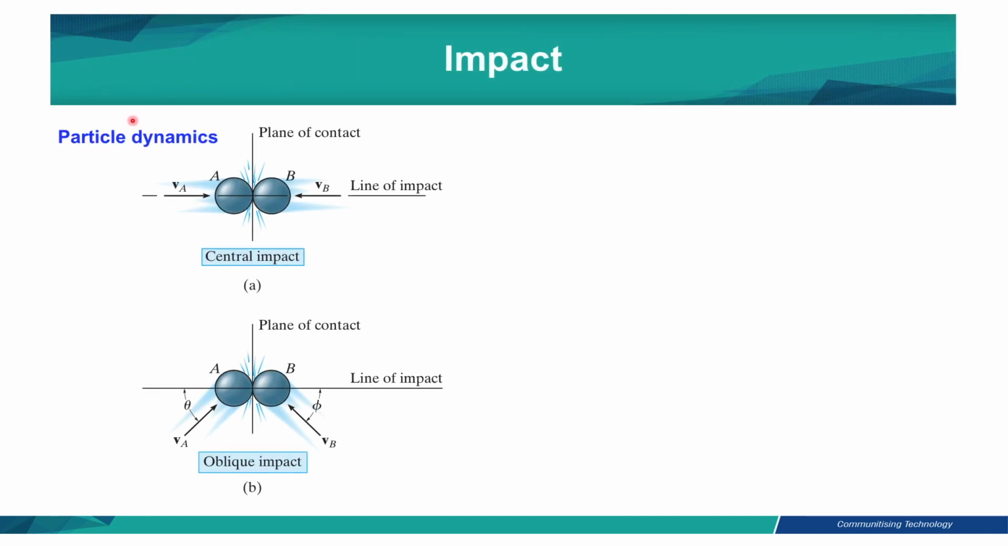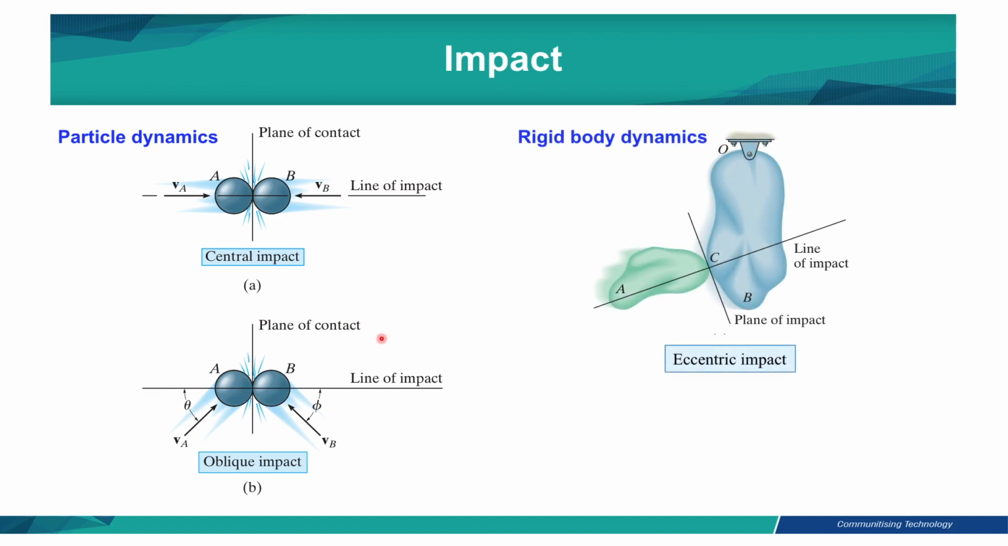Now let's do a recap on particle dynamics. Currently we are talking about rigid body dynamics, but in particle dynamics there are two types of impact. The first one is known as central impact, where the line of impact is on the same line as the velocity of the particles. And we also have oblique impact, where the velocity is coming at an angle to the line of impact. And in rigid body dynamics, we have an impact where the line of impact is not passing through the center of gravity.